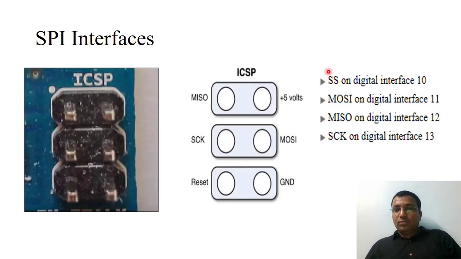Generally, in the case of Arduino Uno, the slave select line is available on digital pin number 10. Master out slave in is available on digital pin 11. Master in slave out is available on digital pin 12, and the serial clock is available on pin number 13.